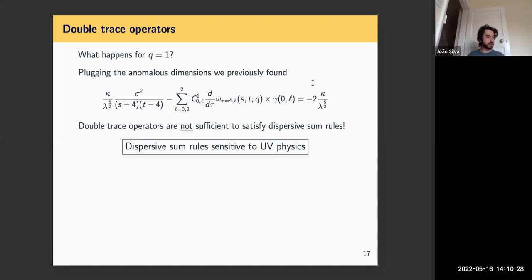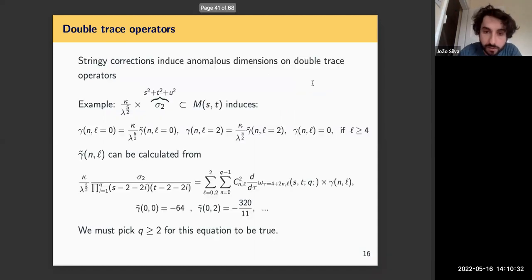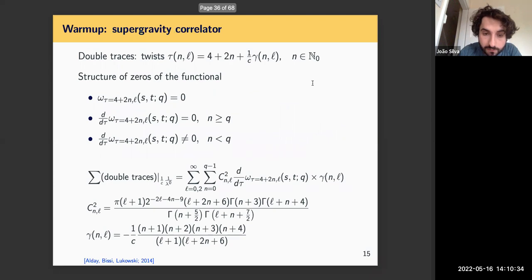And for the double trace operators, we know, so the logic is the following. The double trace operators have these OPE coefficients. This just follows from the supergravity correlator. Now, if you consider contact diagrams, they will induce anomalous dimensions on this quantity. So these are the operators that we're talking about. Does that help?